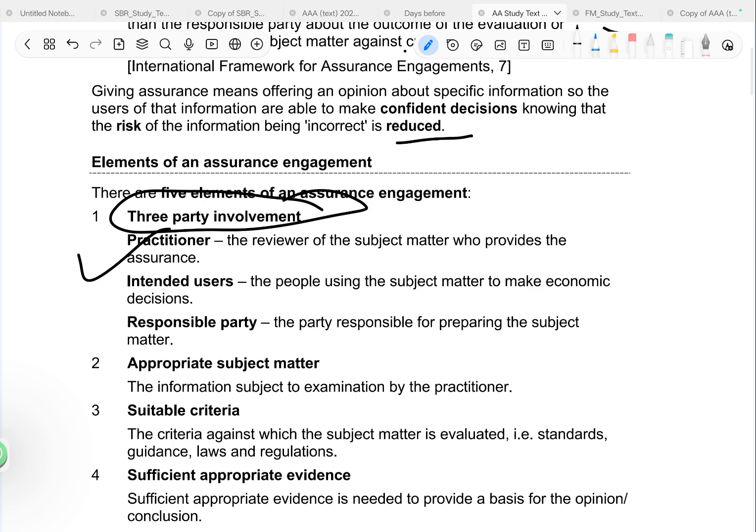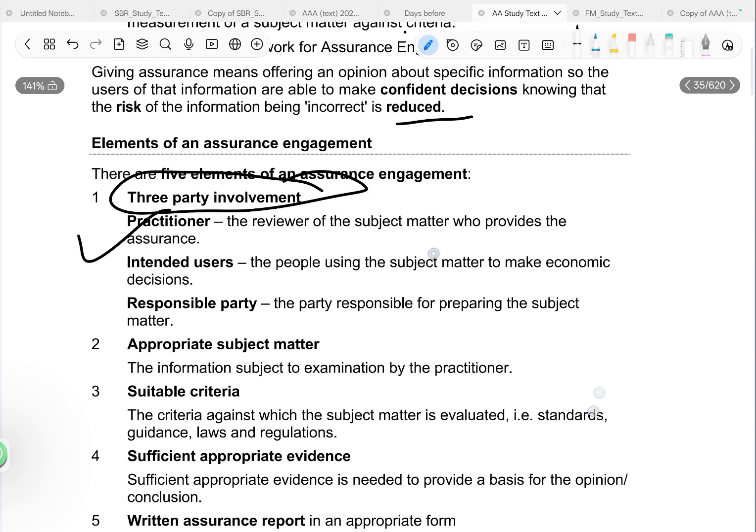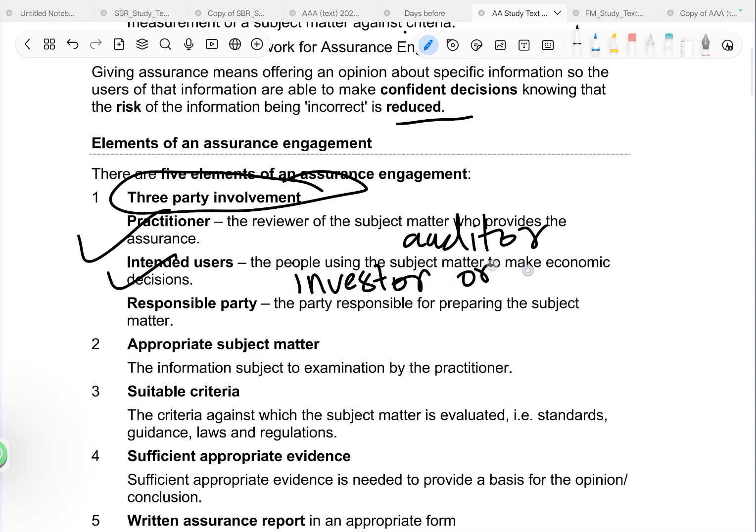This is the professional who performs the assurance work, usually an auditor, you can say. The second is the intended users. These are the people who rely on the information to make decisions. For example, investors or shareholders. If you could just note it down somewhere, it will be easy for your revision. And the third is the responsible party. This is the person or organization responsible for preparing the information that is being examined. So remember, practitioner, intended user, and responsible party. These three parties must always exist in an assurance engagement.